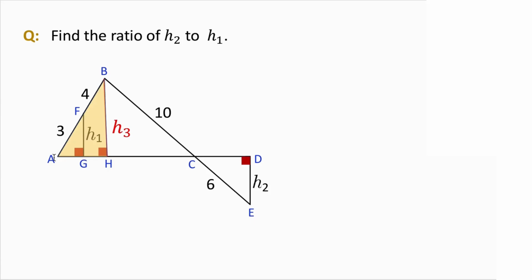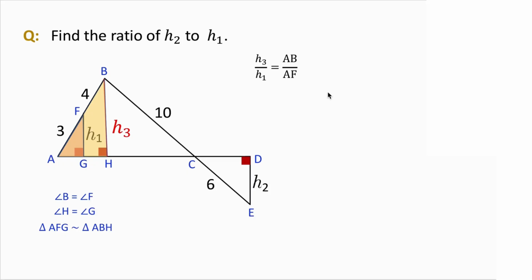This triangle ABH and AFG are similar because the angle B is equal to the angle F, angle H is equal to the angle G, both of them are 90 degrees, and angle A is the common angle between two triangles. As a result, these triangles are similar, and we can write the ratio of H3 to H1 is equal to the ratio of their hypotenuse, AB to AF.